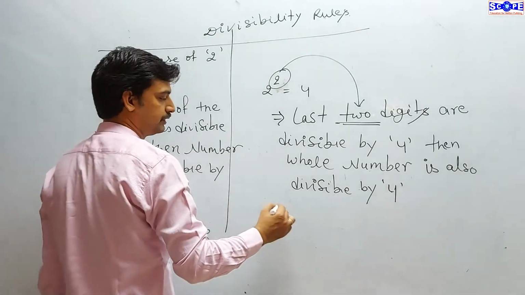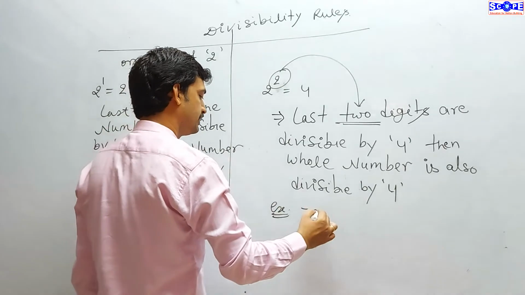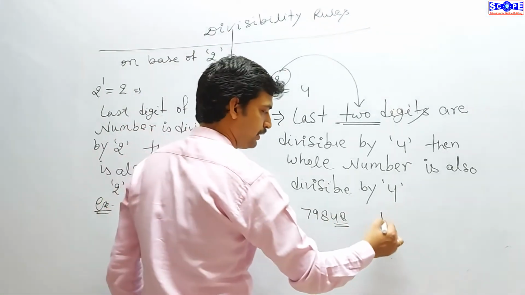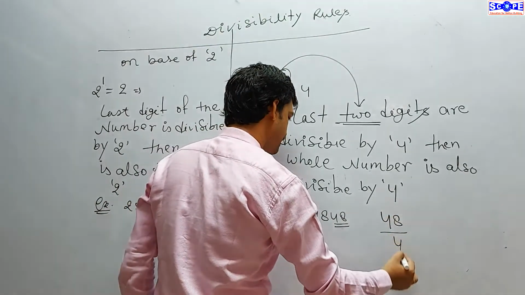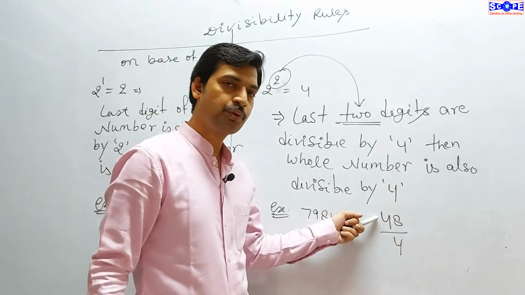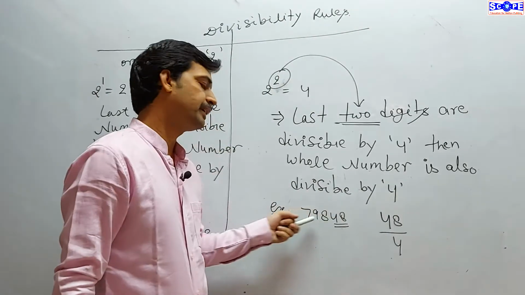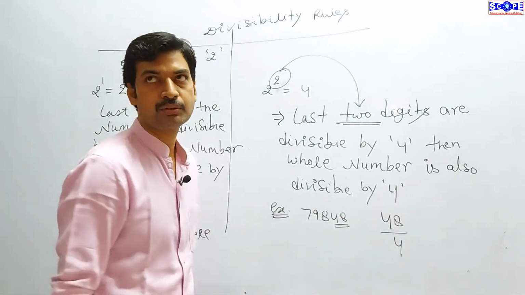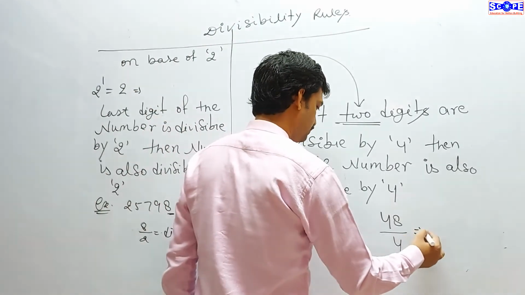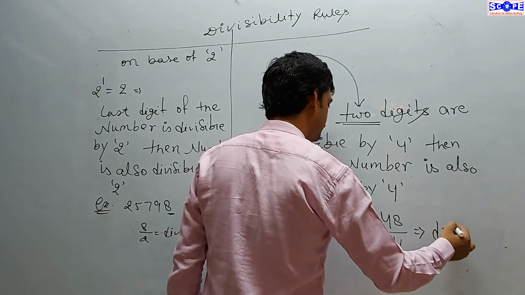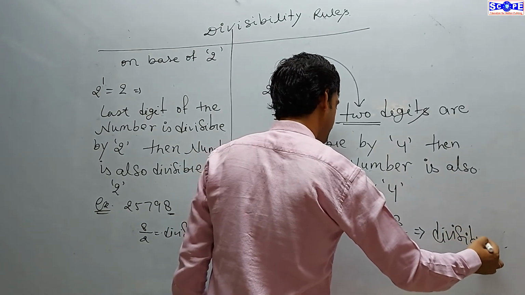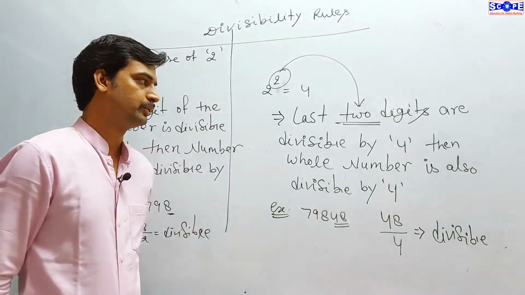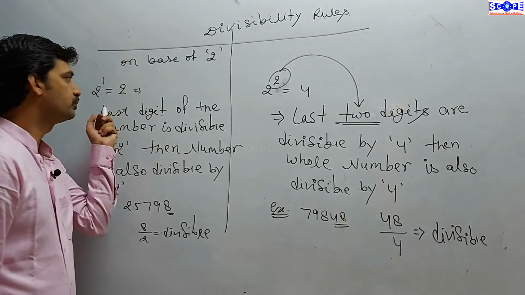Here we will take 79848. So the last 2 digits are 48. We'll check whether 48 is divisible by 4. If 48 is divisible by 4, then the complete number is also divisible. If this is not divisible by 4, then the complete number is also not divisible by 4. So 48 by 4 is divisible. So the complete number is also divisible by 4. Clear?